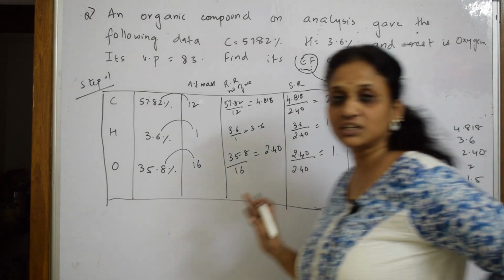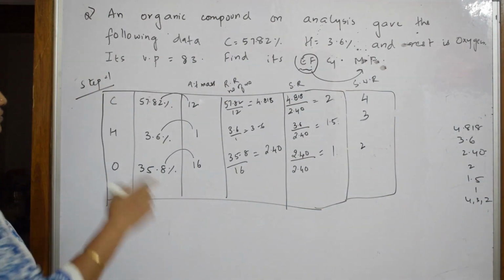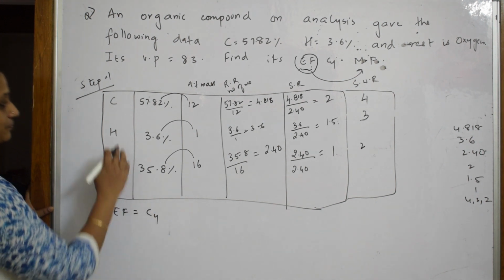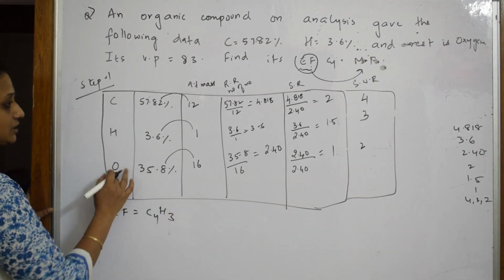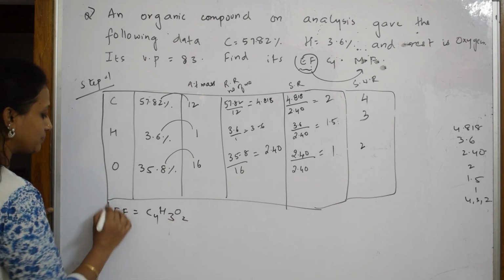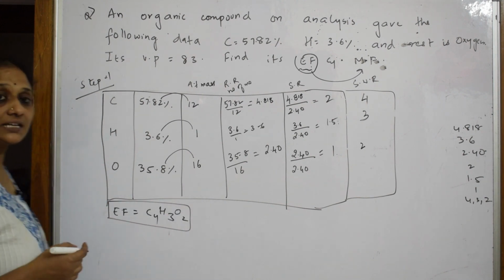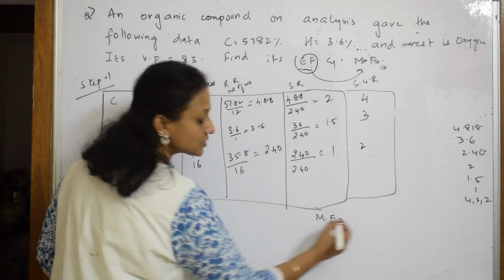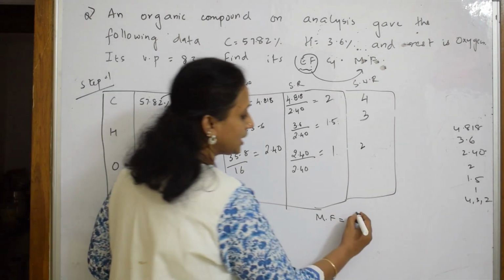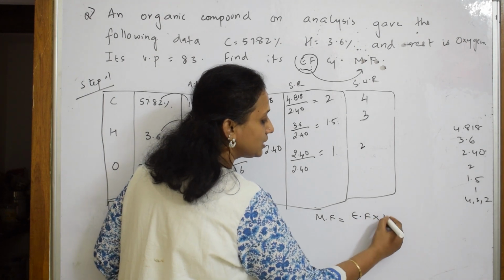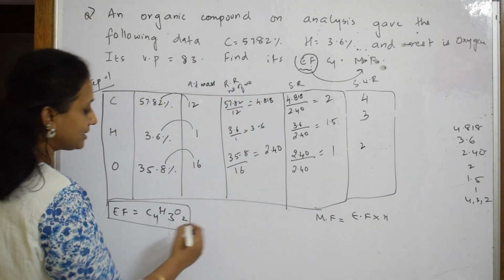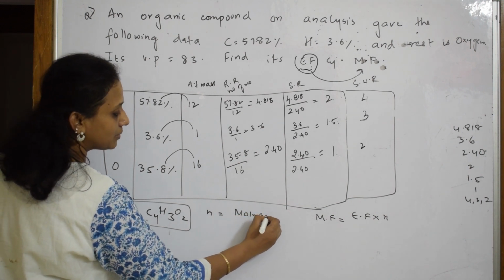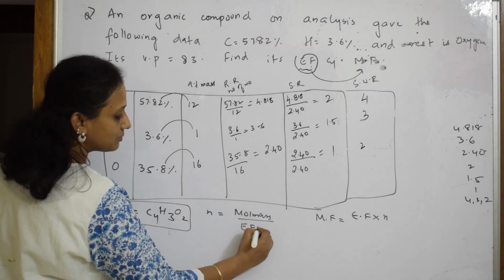Now I've come to a conclusion for the empirical formula. So what is the empirical formula? Carbon is C4, hydrogen is H3, oxygen is O2. This is your empirical formula. Now I need to calculate what? The molecular formula. Molecular formula is equal to empirical formula into n. What is n? I said n is nothing but molecular mass by empirical formula mass.